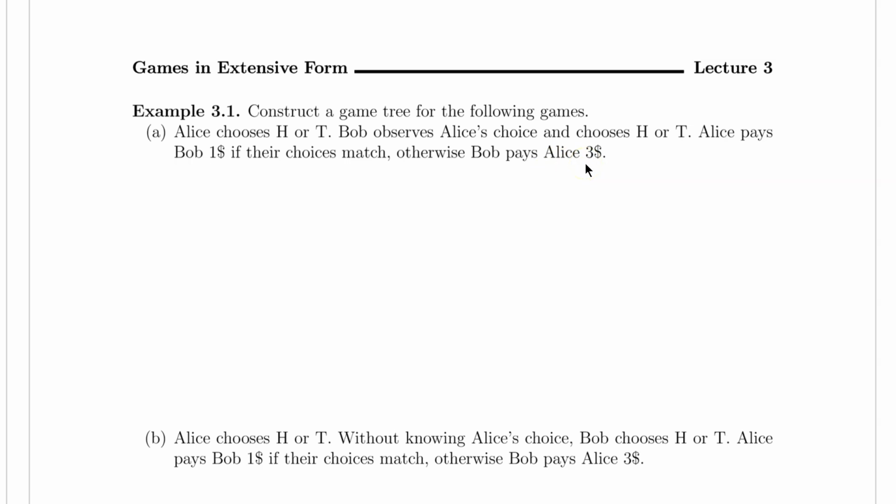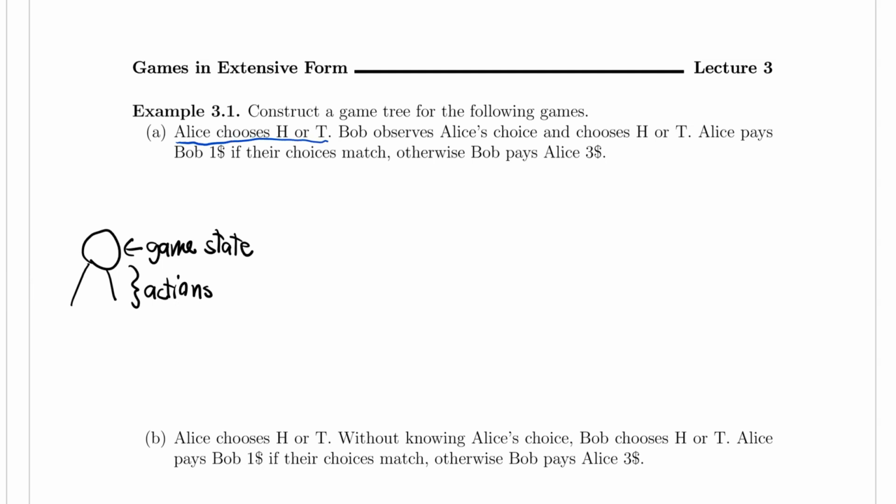Now, to write a game as a tree, we will normally start with a node. If you have never had graph theory before, then don't worry too much. Basically, what we have here is a circle which will represent the game state, the state of the game. And then underneath this game state, we will have the possible actions. These are the actions that the players can take. The first thing that happens is that Alice will choose head or tail.